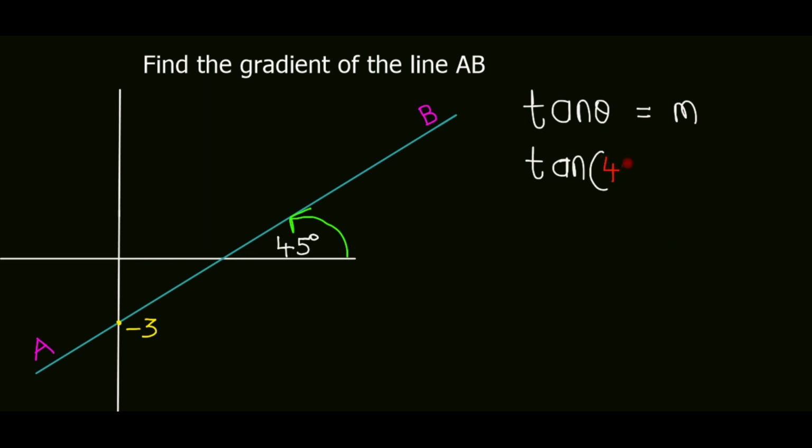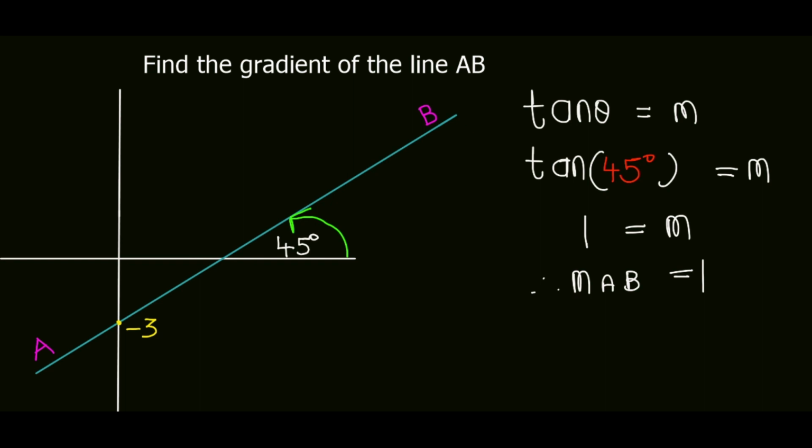So finding the gradient is straightforward. You press the calculator, and then tan 45 will give 1. So it means the gradient of line AB is equal to 1. So this is our answer.